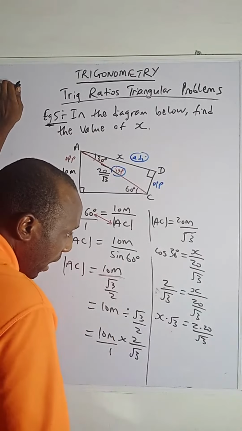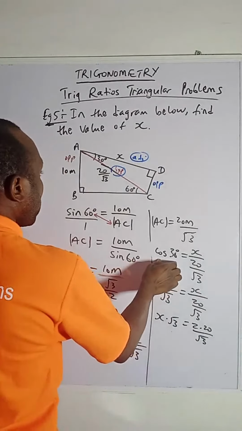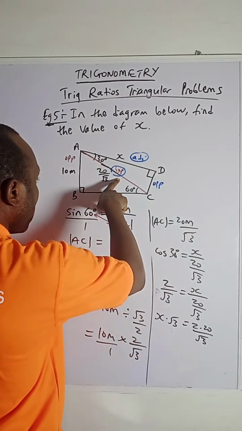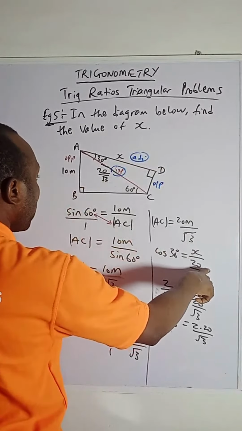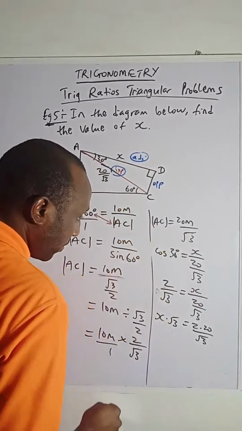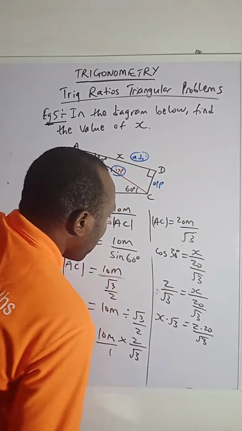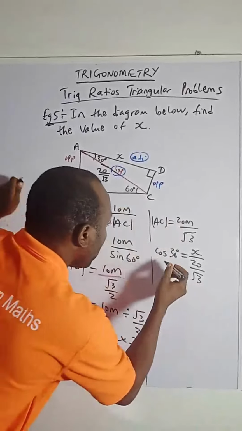Wait, I hope we're not having any issues. Wait, let me review this again. So cos is adjacent over what? Hypotenuse. X over 20 over root 3. I also do not want to make this complicated. So what I will do, I'll say that this is over 1.